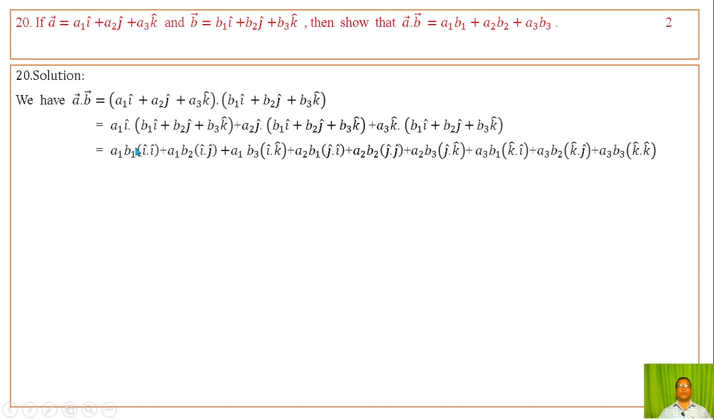Then a dot b is a1 b1 times of i dot i plus a1 b2 times of i dot j plus a1 b3 times of i dot k, and similarly for a2 and a3. Here i dot i is 1, i dot j is 0 since they are perpendicular, j dot j is 1, k dot k is 1, and the perpendicular ones give dot 0. Thus, hence proved.